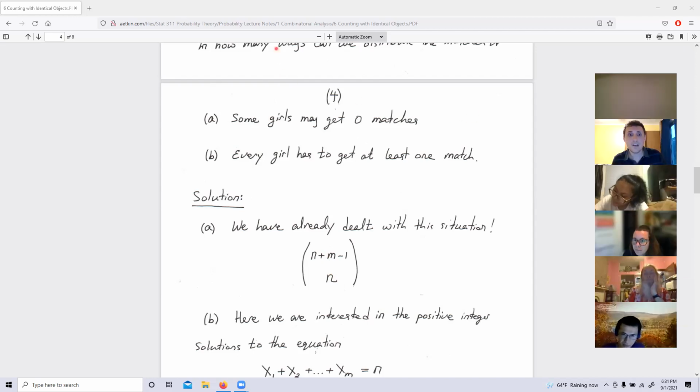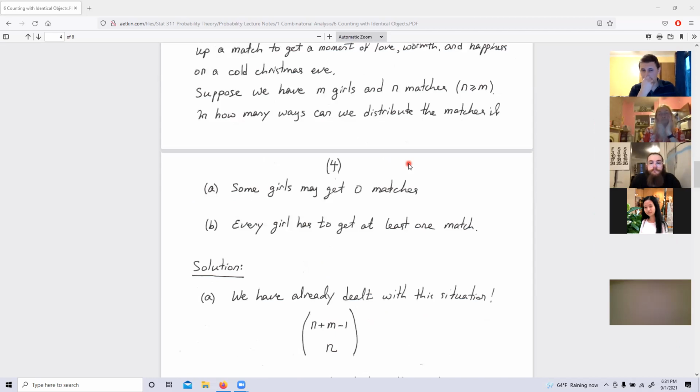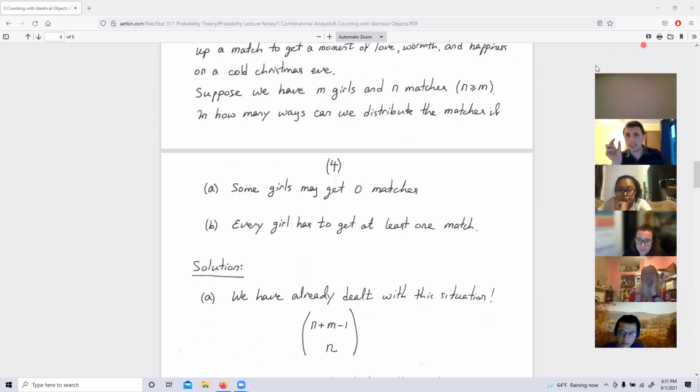Good. Now a slightly different problem, guys. Now every girl has to get at least one match. Can you solve it? Yes, just choose N. Do you see why I said just choose N, guys? Because of the N plus M minus 1 spaces, N of those spaces are assigned to be matches, and M minus 1 spaces are assigned to be the bars in the supermarket. They are just useful to partition. Good?